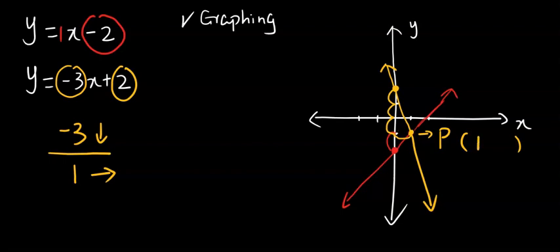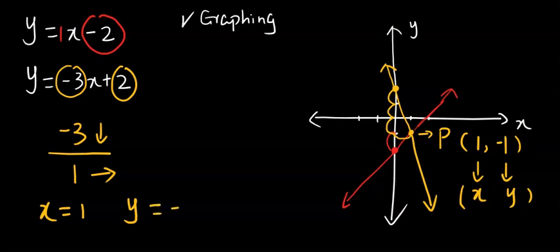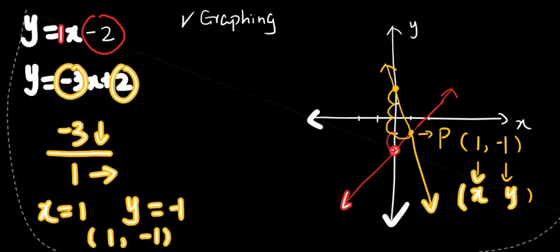Let's read this point. This point is (1, -1). 1 is x, -1 is y. Therefore, we can say we just solved it. X is 1, y is -1. You can also just write it as (1, -1). All done.